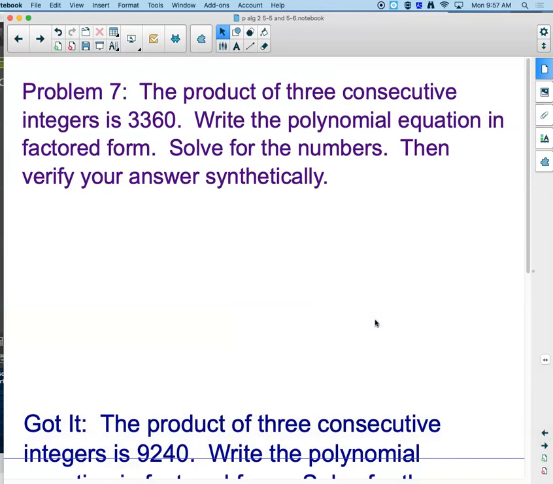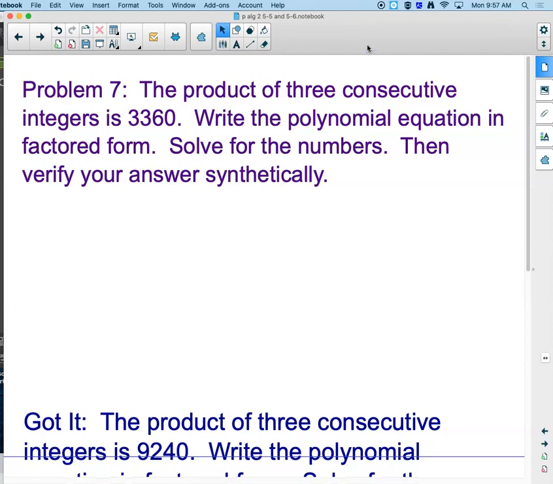So today, if we had a third objective for this section, it would be applications. And it's an application, but I don't know that it's really a real life application. So here's what we have to do today. We have two kind of word problems to look at. And problem 7 says the product of 3 consecutive integers is 3,360.